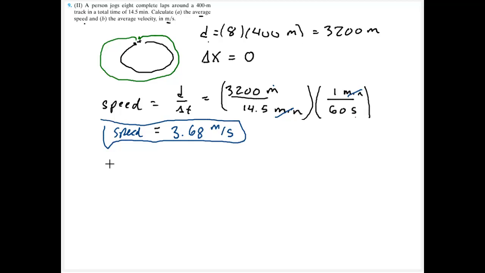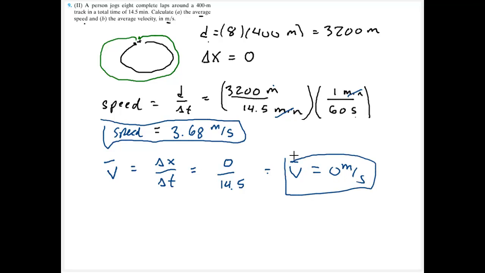Now my average velocity, so that's going to be that guy right there, that's going to be the change in position divided by the change in time. The change in position is going to be 0, and I have 14.5 minutes down here in the bottom. So the average velocity is actually going to be equal to 0 with units of meters per second.